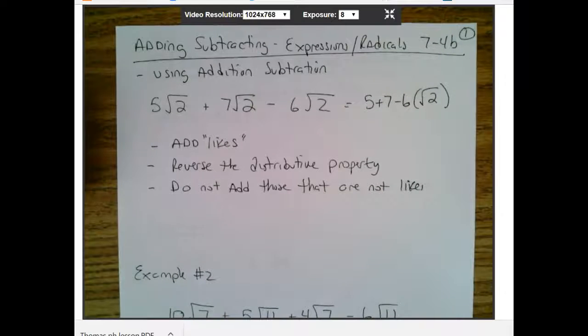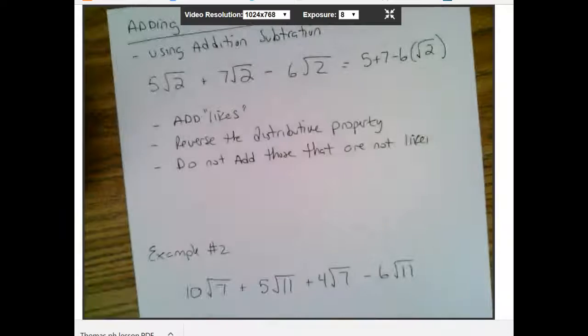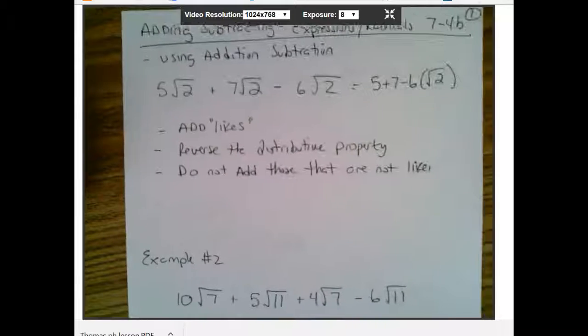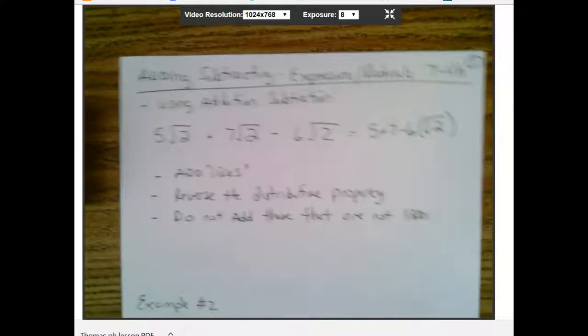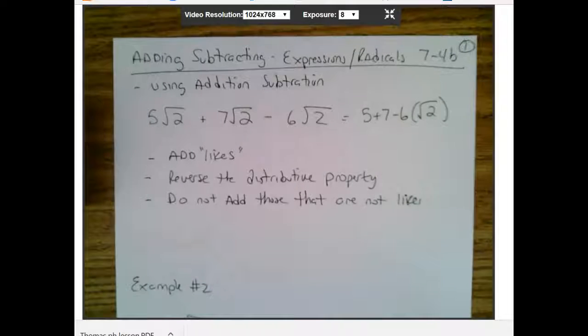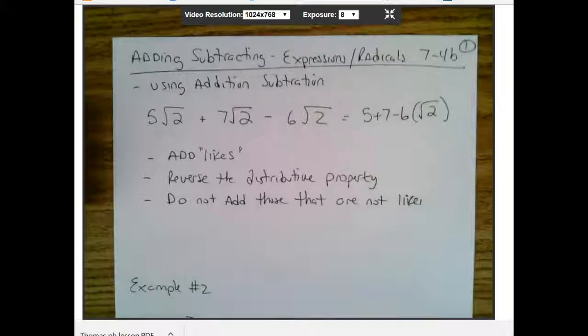Alright, this will be part B on lesson 7.4, and we're still looking at radical and rational expressions. We're going to look at addition and subtraction, and then multiplication as well. We already looked at division and powers and that kind of stuff. So now we're going to look at adding and subtracting first.